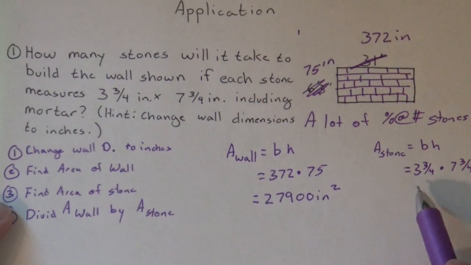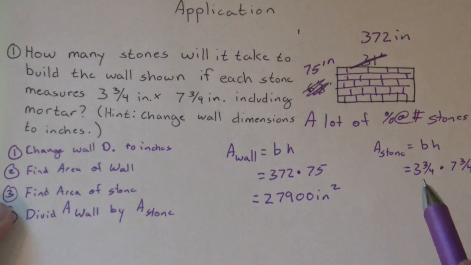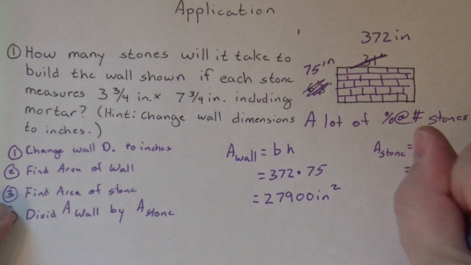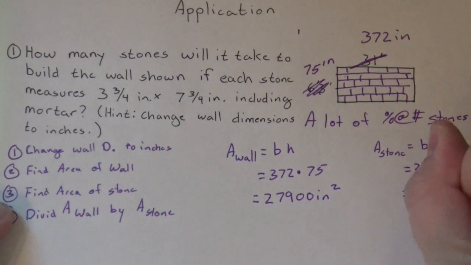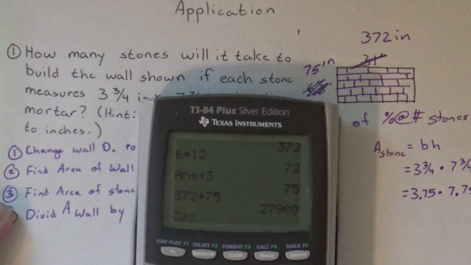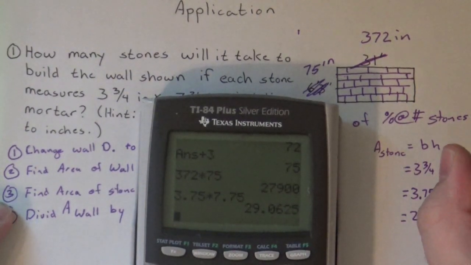All right, stop and remember back in our very first module, we can change 3/4 into a decimal. I've told you in class that 3/4 should be one of those fractions to decimals you should know. You should know that 3/4 is 0.75. So this is really saying 3.75 times 7.75. Now, we can put that in our calculator a whole lot easier. 3.75 times 7.75, and that gives me 29.0625.